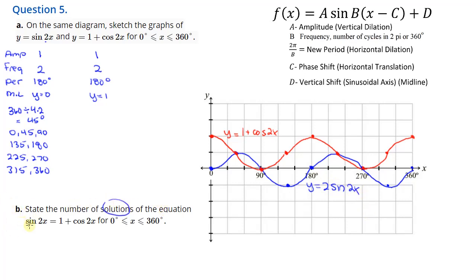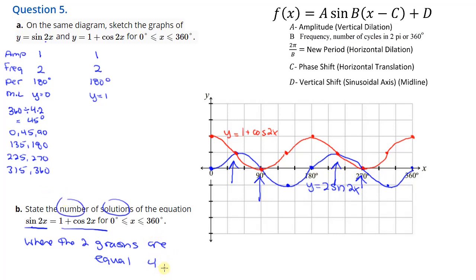Now part B, it wants to know the solutions to this where each one is equal to each other. Well, that's where the graphs are going to be the same. That's where they're equal to each other. And here we've got 1, 2, 3, 4. And in fact, I said that wrong. They didn't even ask us for the solutions. They asked for the number of solutions. So the answer to that's 4. And that's all there is for that one.